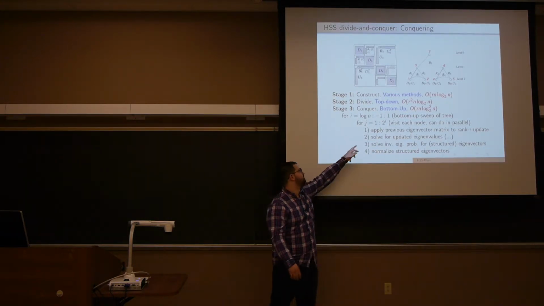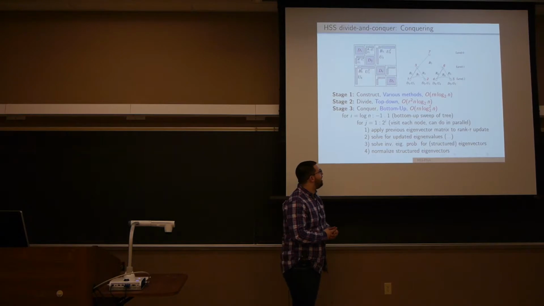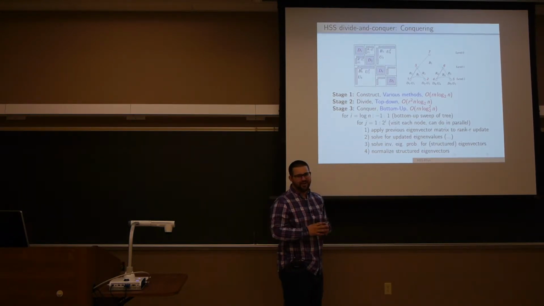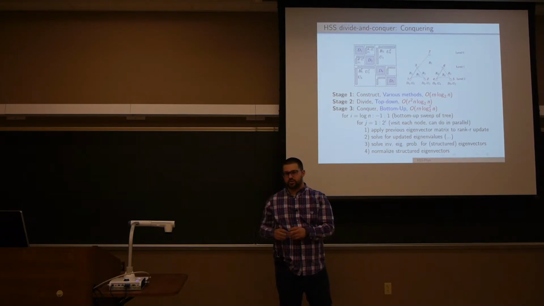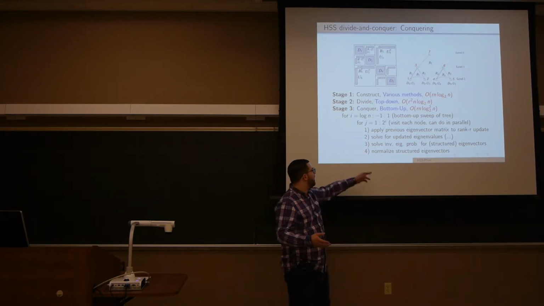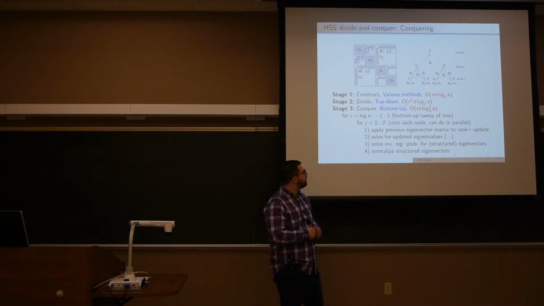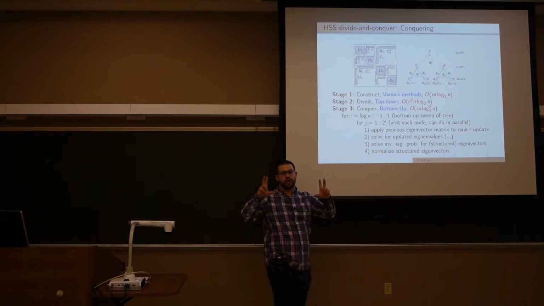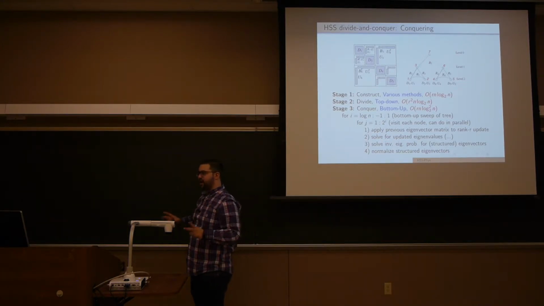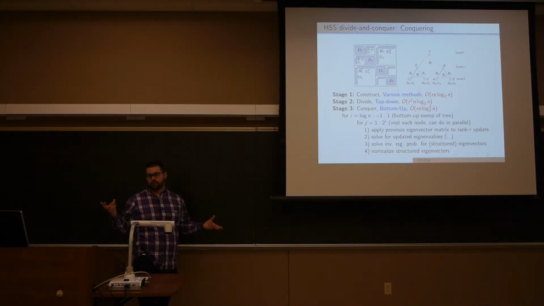Then you solve a multi-rank update eigenvalue problem. I could give a whole talk on step 2, actually I did that last year. This is a very tedious, but important step. Then you solve an inverse eigenvalue problem, which is a constrained optimization problem you have to solve to make sure you have stability. And then you just do some normalization. So you do this at every node of the tree until you get to the top, and then you wind up with the eigenvalues and eigenvectors of the whole thing.